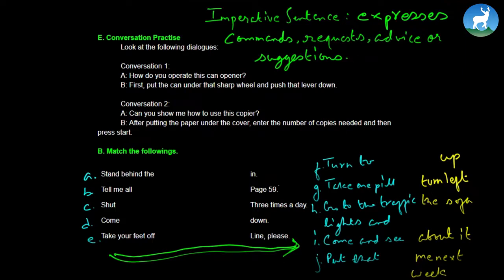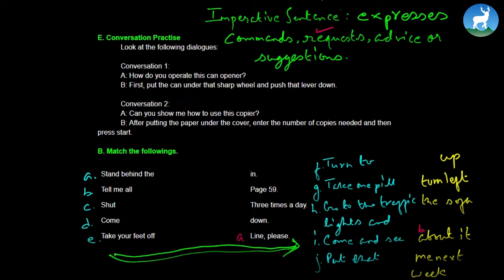Alright, so look at this. Now we'll start numbering it. Stand behind the line, please. Remember the idea here is that by matching, it becomes an imperative sentence. When you combine this and form a sentence, it becomes an imperative sentence because it is expressing a request. See? This is B. Tell me all about it.